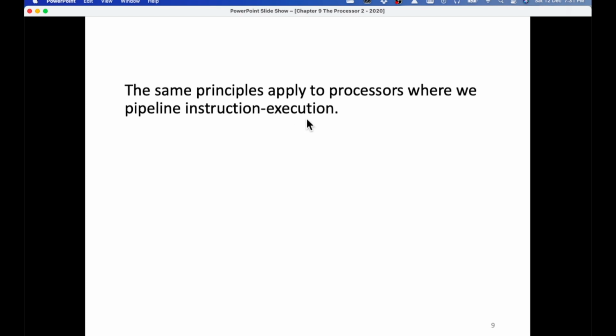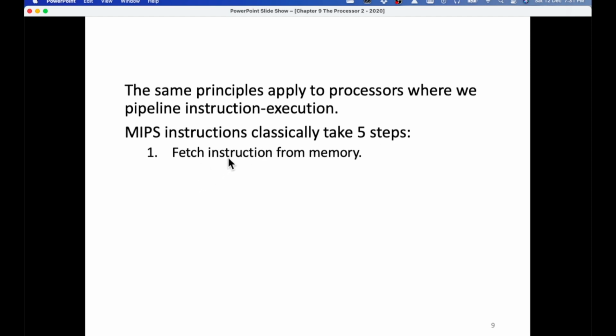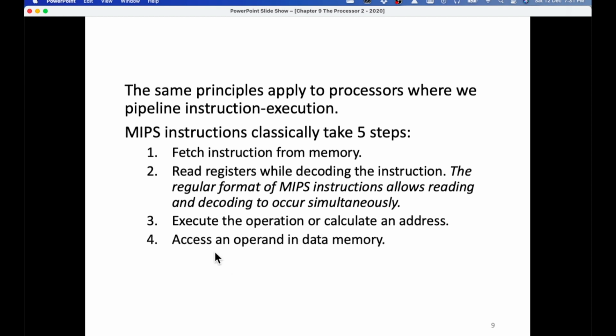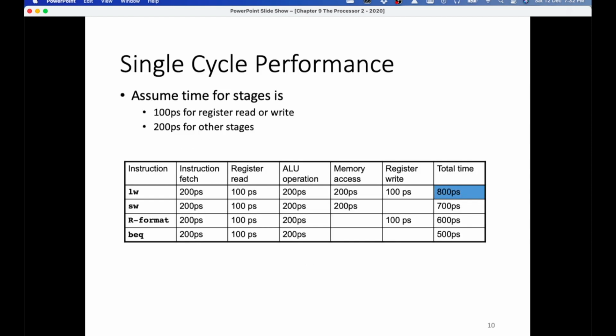Okay, the same principle can be applied to processor instruction implementation. As we know, MIPS instruction execution can be categorized into 5 steps or 5 stages. The first stage is fetch instruction from memory, and the second stage is read the register and decode the instruction. The third is execute the operation. Number 4 is to access the operand in data memory. And number 5 is to write the result into a register. So there are 5 stages, or 5 steps, so in this case we can implement pipeline in the processor.